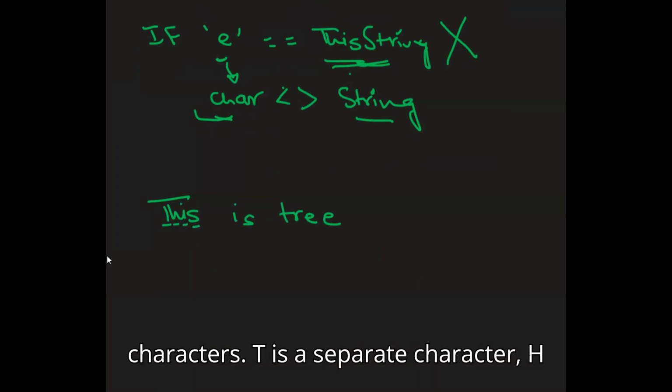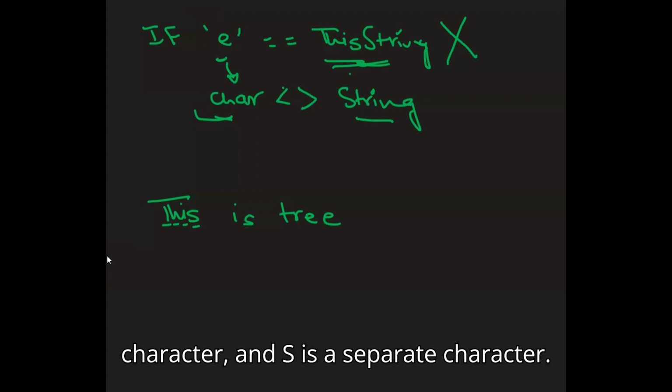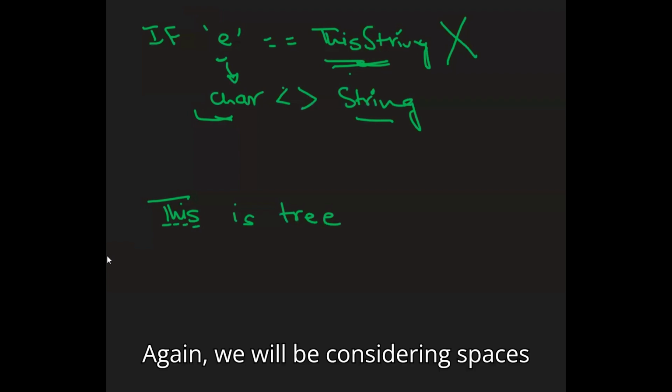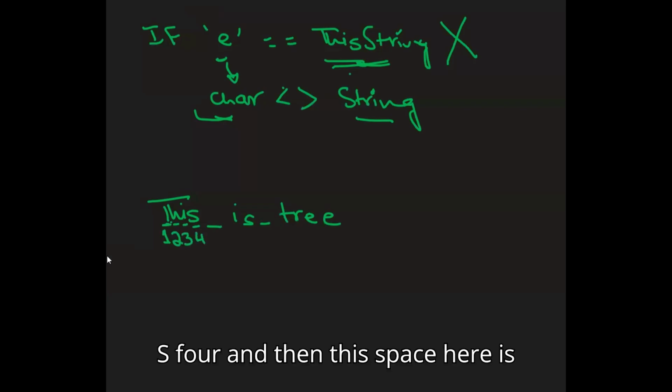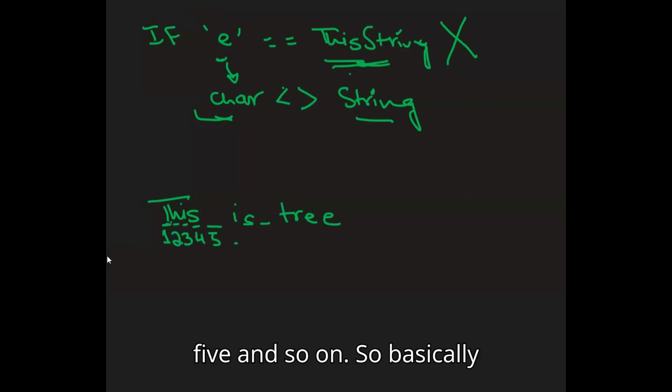T is a separate character, H is a separate character, I is a separate character, and S is a separate character. Again, we will be considering spaces here. So T, if I need to compare E here, I need to extract this T first. This T is present at the first index, H is on the second index, I third, S four, and then this space here is 5, and so on.